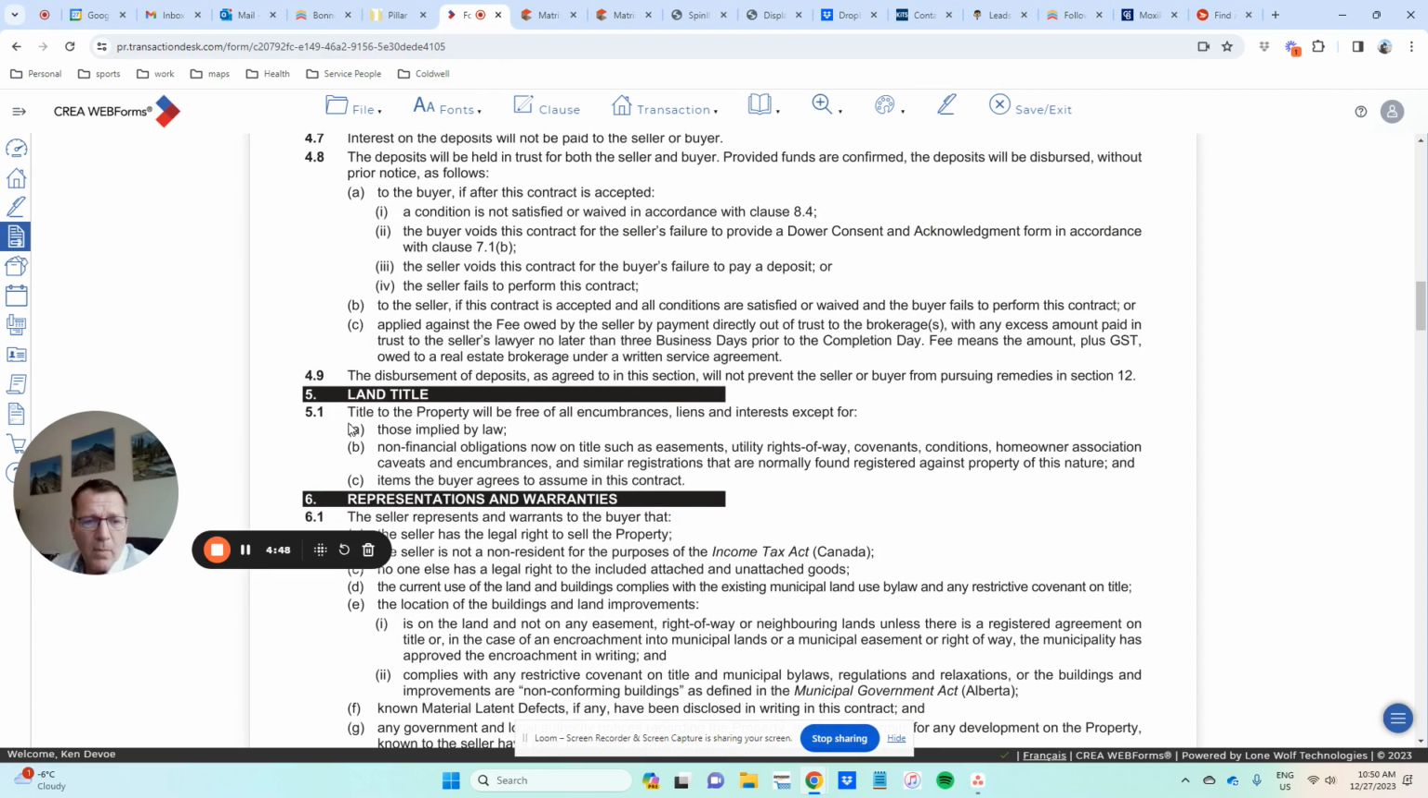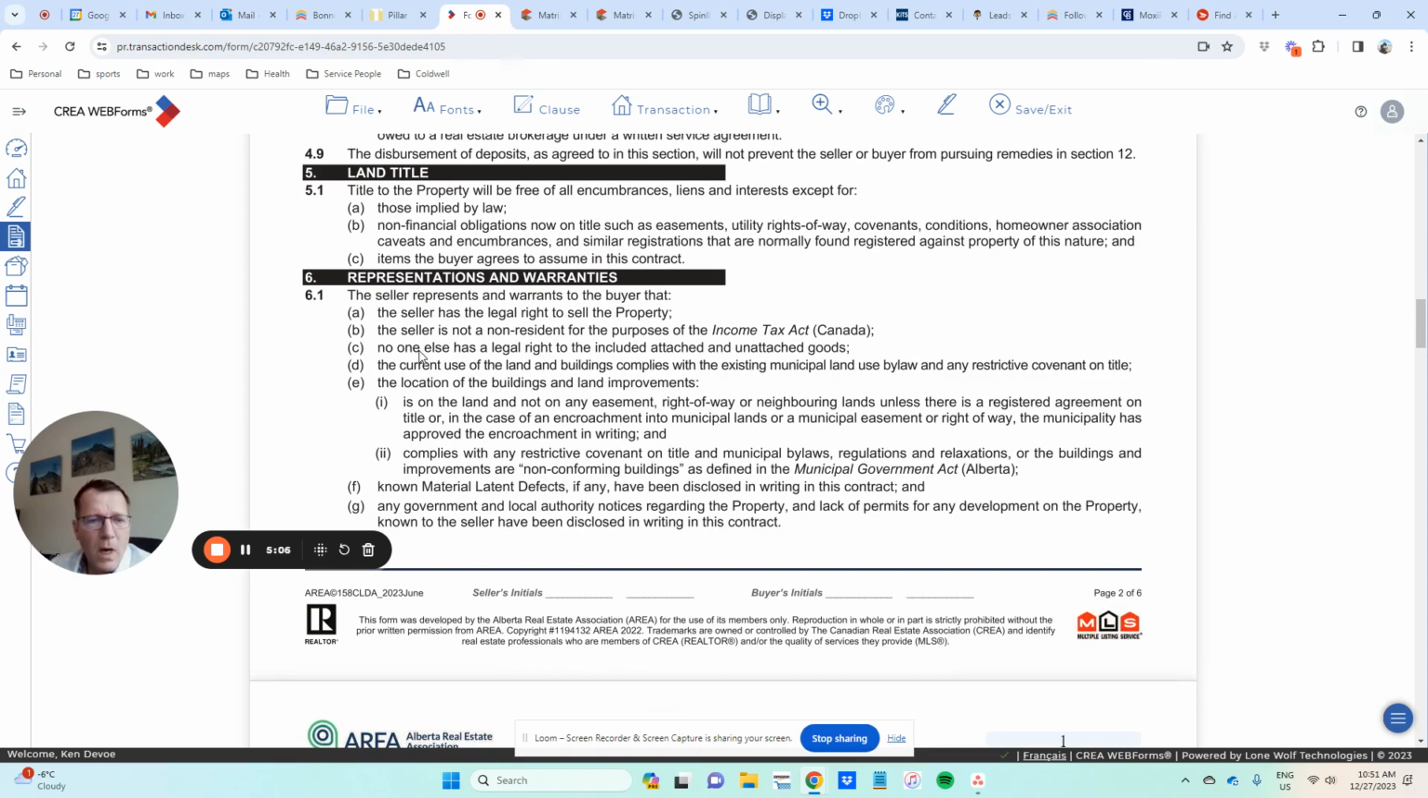Land titles: I will pull title on any property you buy, and I'll show it to you, to make sure there's no problems, no encroachments, no encumbrances or anything like that on the property. But yeah, we'll go through that.